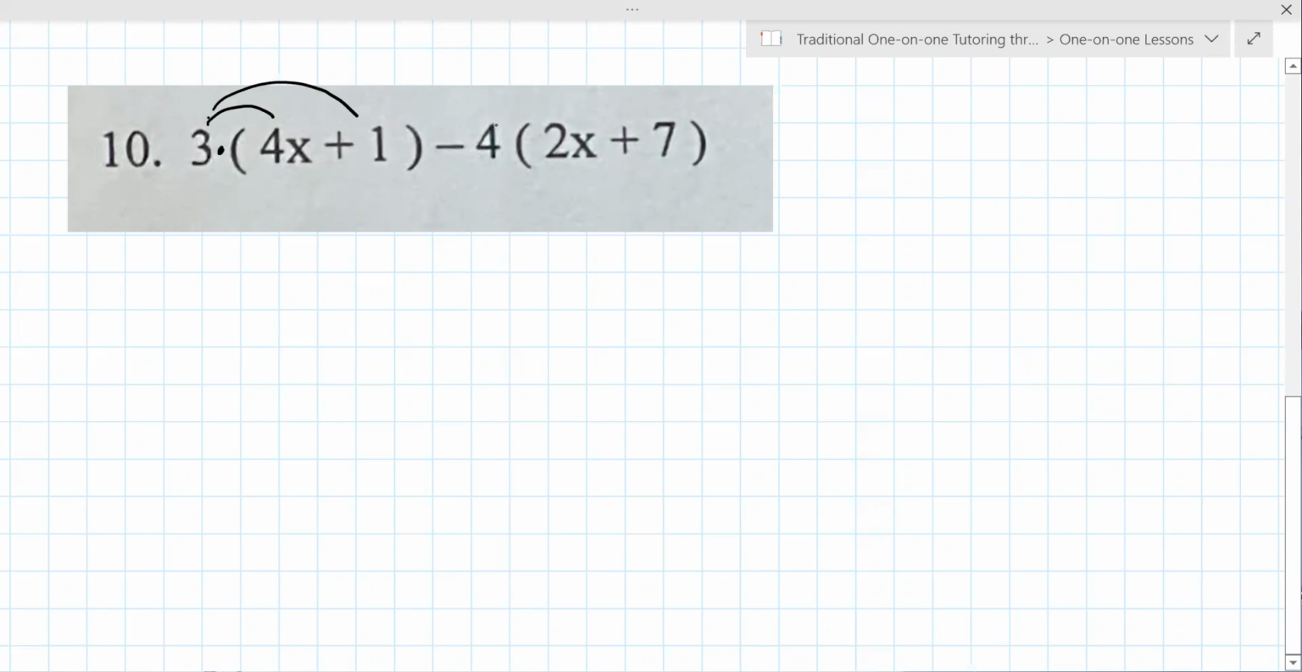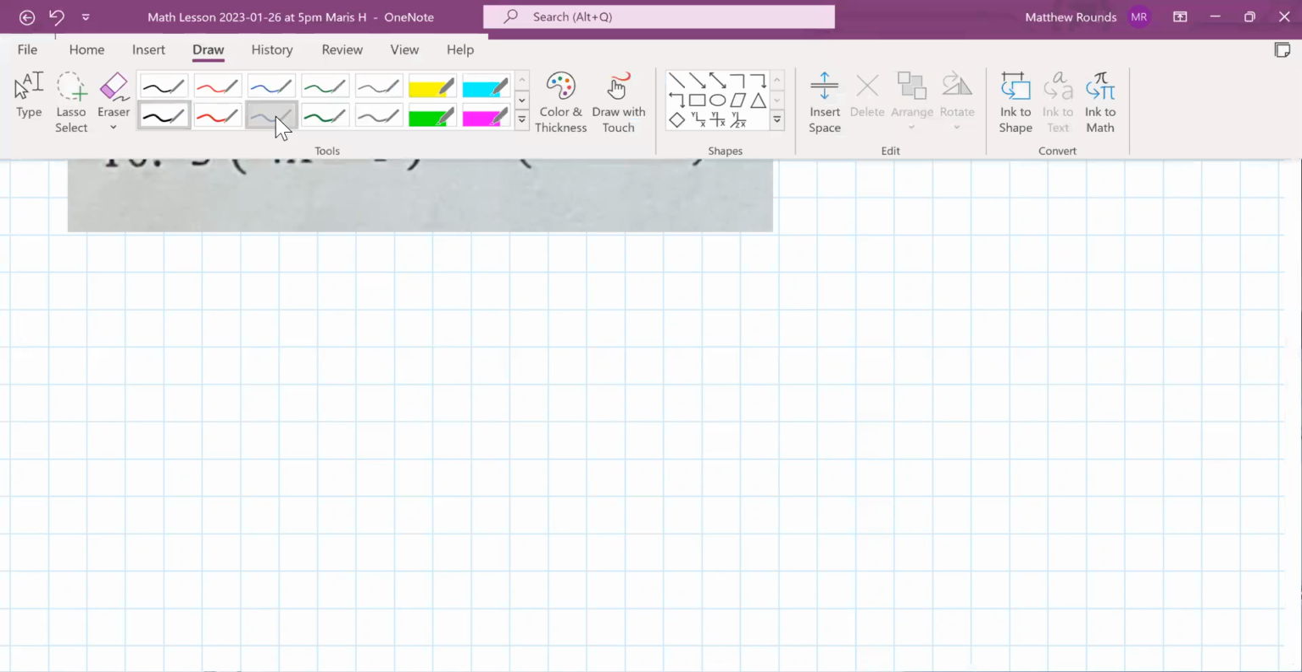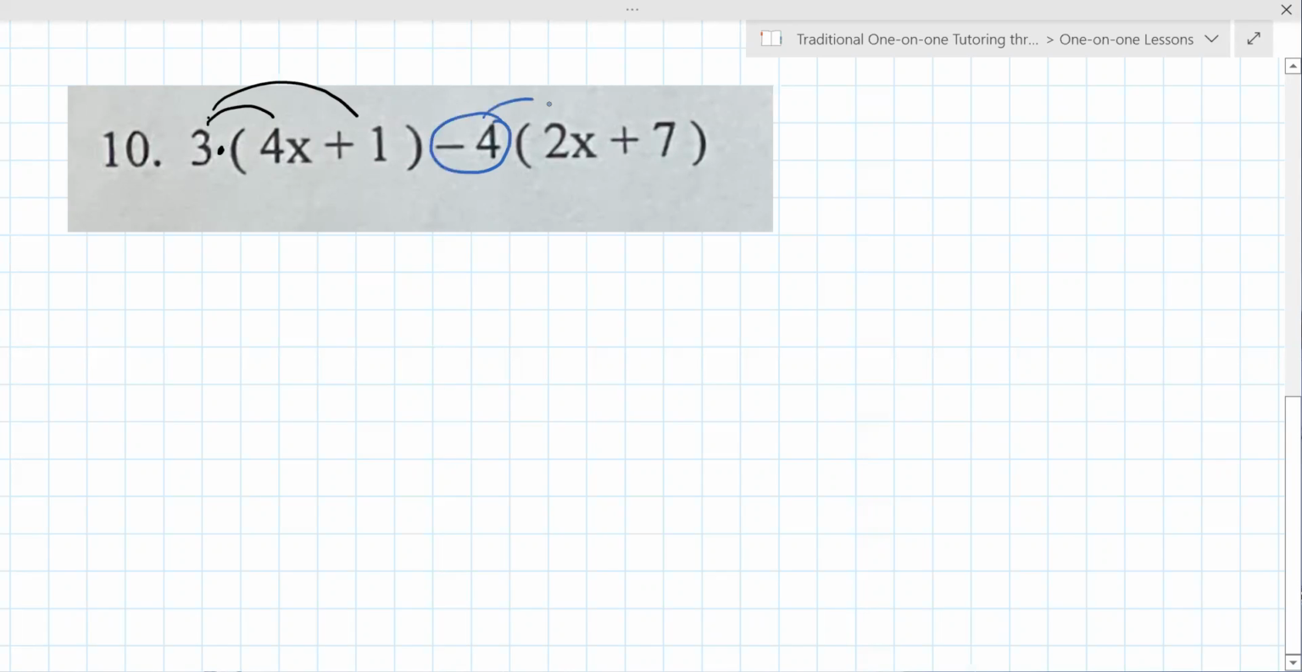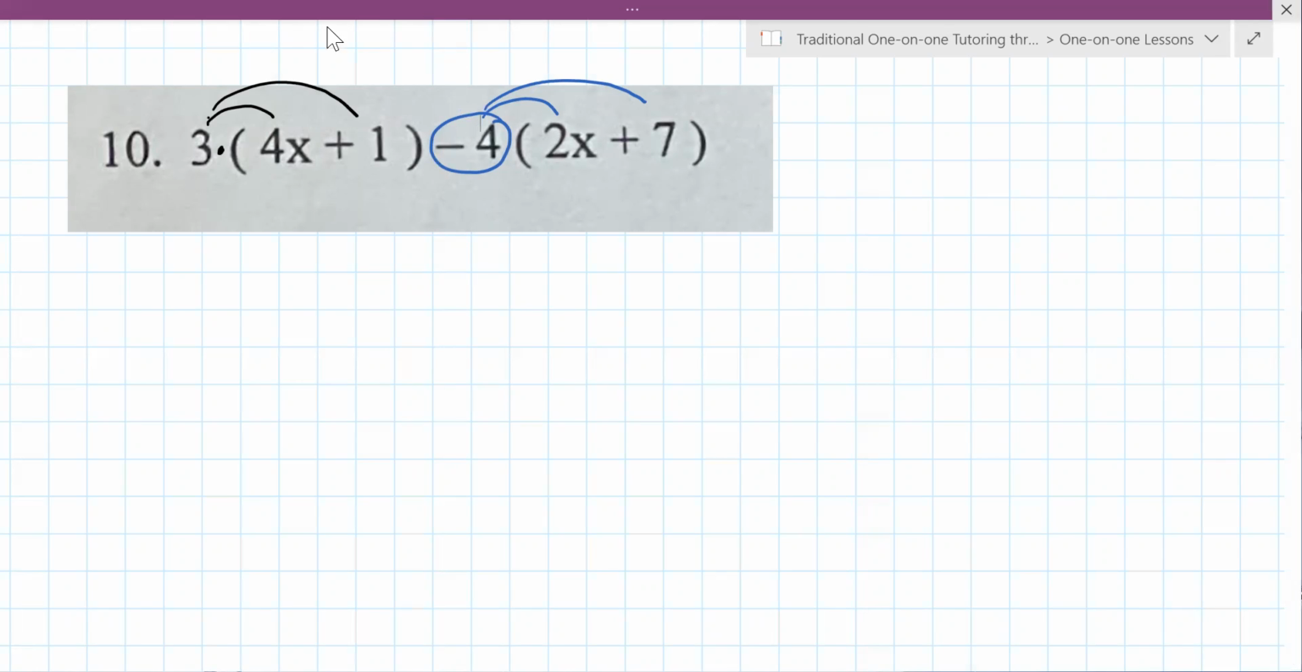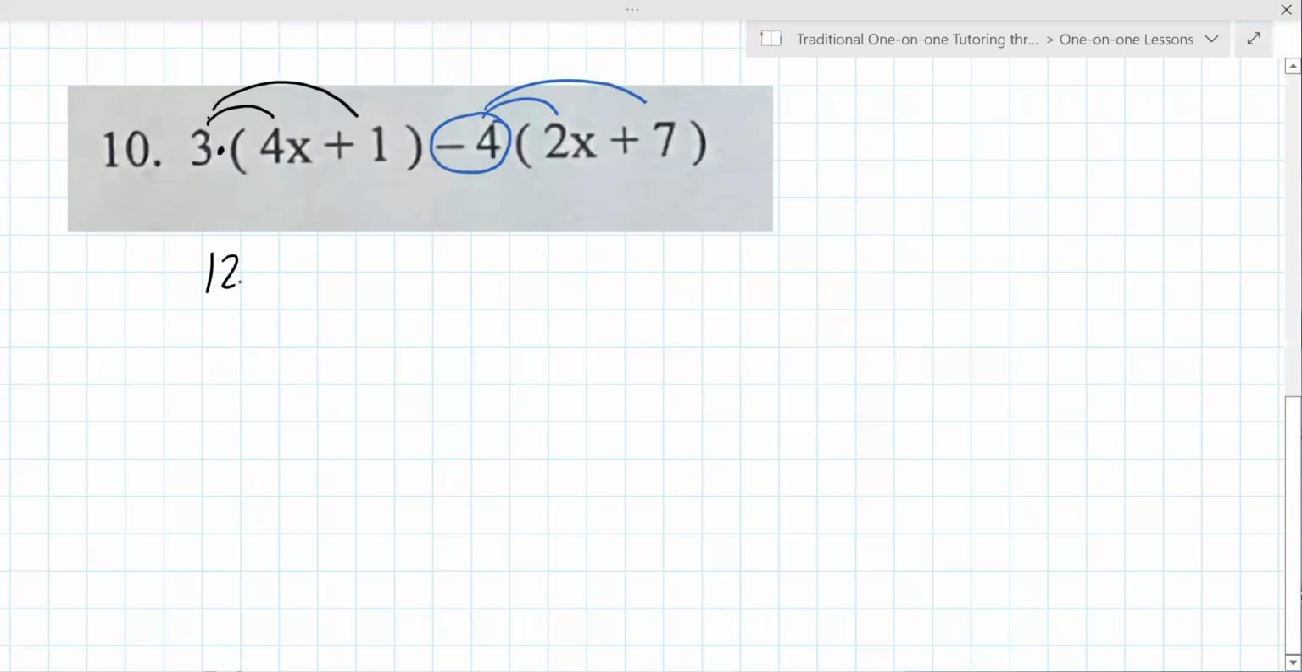Okay. On the right, and maybe we should do that first, it's really -4 times both of these. When there's a number, you really want the operator to go with it and treat it as -4. So 3 times 4x, 12x, 3 times 1 is 3, minus 8x, minus 28. Four x minus 25. Yes.